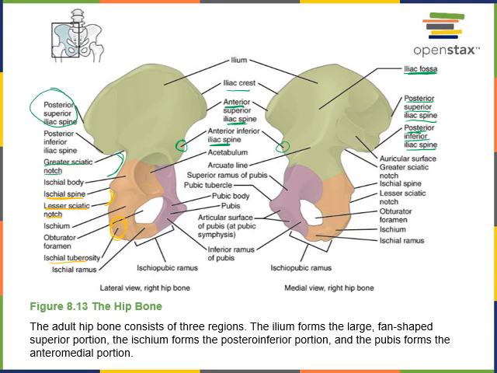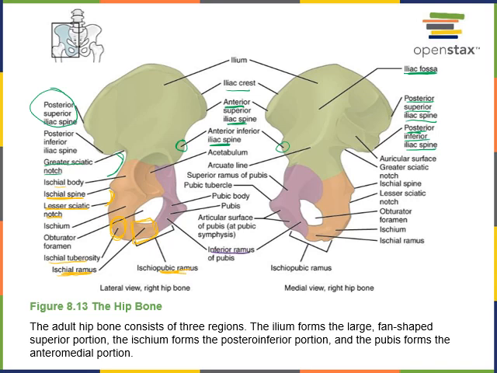Then a ramus projects off from the body at an angle. The ischial body is the majority of the ischium on the posterior, and the ischial ramus is this projection of bone that meets the pubis. So the ischial ramus extends along the inferior, as a projection of bone anterior, in order to articulate with the inferior ramus of the pubis.